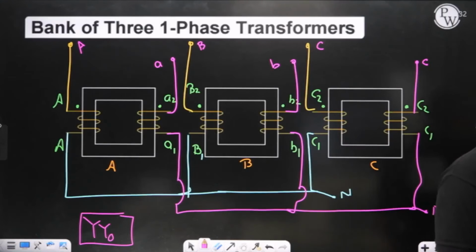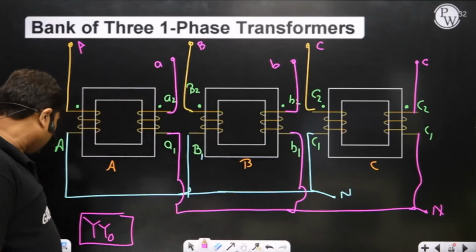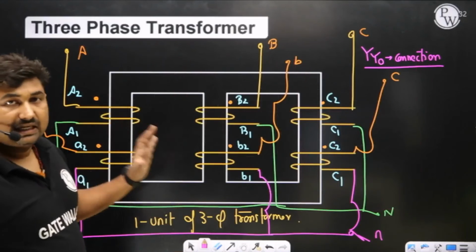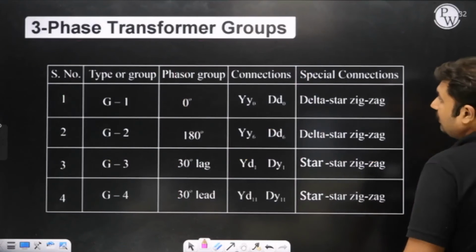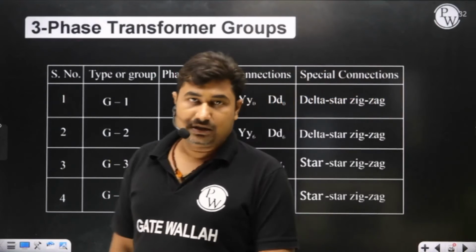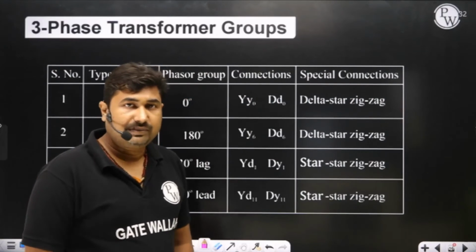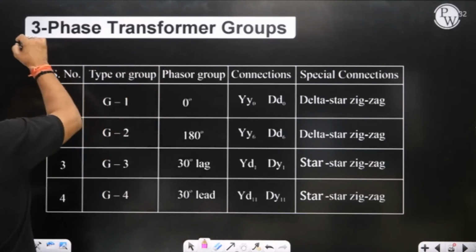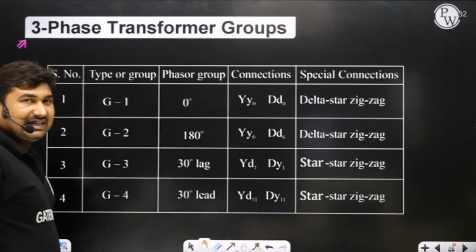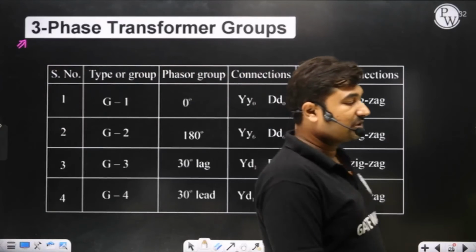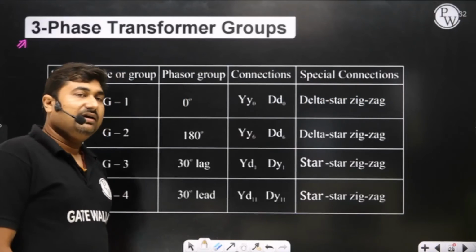Please tell me now. Now you are able to understand what is a bank of 3 single phase transformers and what is a single unit of 3-phase transformer. Yes, sir. Sir, we are interested to know about the vector groups now. Let us talk about the transformer vector groups, and we also learn how to connect the transformer in a desired connection. Okay, please write down 3-phase transformer vector groups or 3-phase transformer phasor groups. Basically it's a phasor group, but in some of the books it is represented as a vector group.